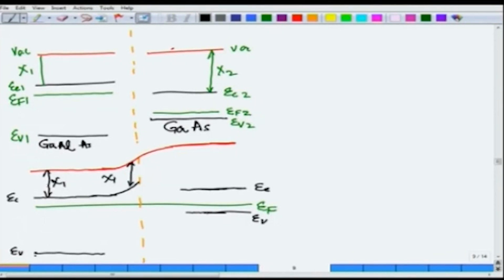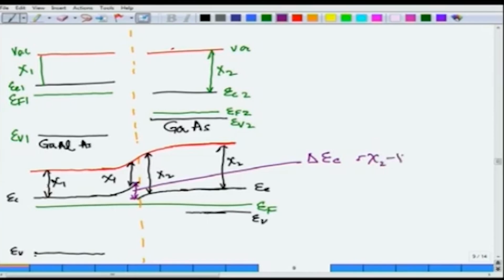What happens on this side? On this side also, this curve must go the same way as it has here. The vacuum level is coming down, and this distance must always be psi 2. That means this region would be going like this, so that this is psi 2. That is psi 2, the electron affinity. What is this quantity? This is delta EC, which is equal to psi 2 minus psi 1.